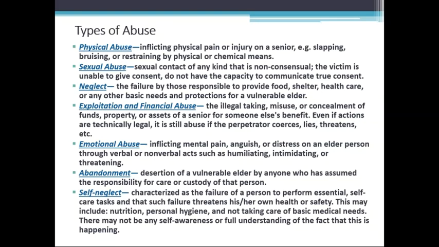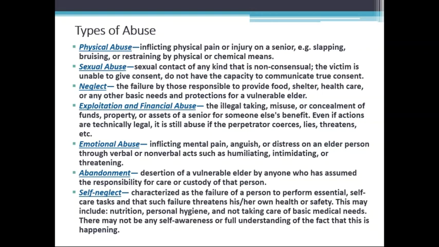And even if actions are technically legal, so possibly the victim has designated this person to take care of their finances, if the perpetrator coerces, lies, threatens the victim in order to obtain and maintain that role of being responsible for their finances and then misusing it for their own benefit, it doesn't matter how it occurred originally was legal. The fact is they are abusing it now, turned it into something illegal that is still a type of abuse.